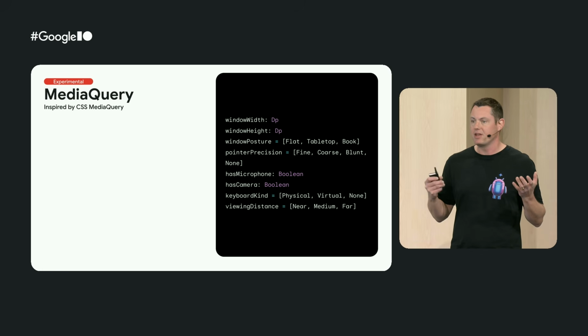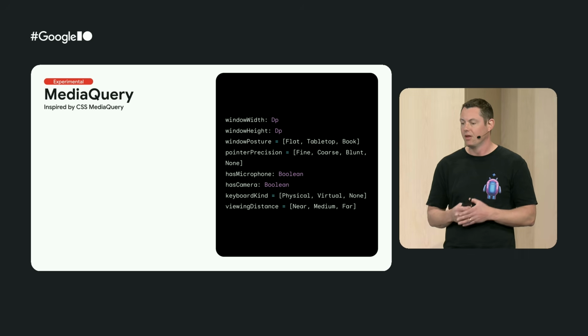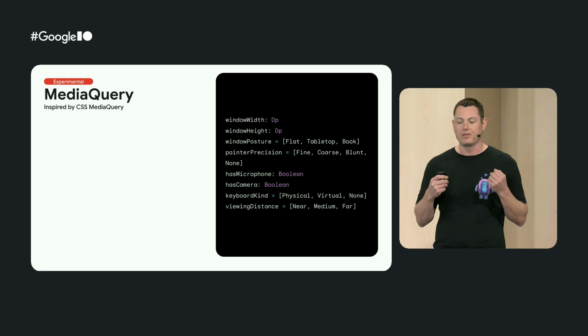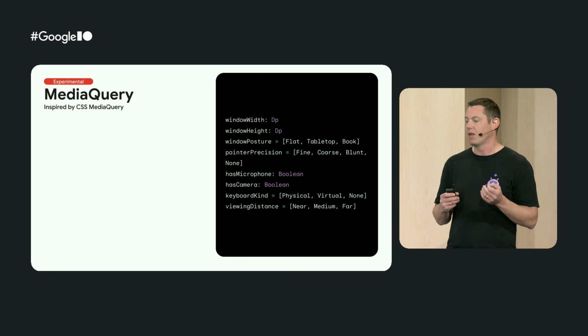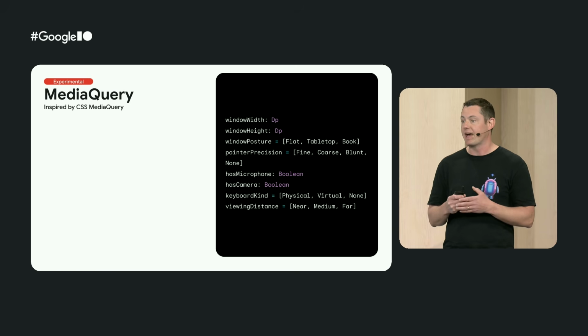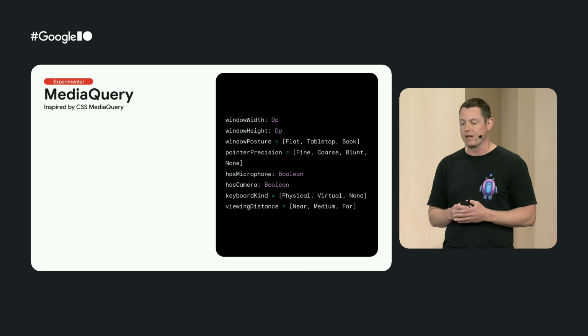Is that to do with like video or audio playback? Well, media refers to the type of device that the UI is being rendered on. So this API currently has capabilities for window size, pointer precision, whether the device has a microphone, camera, keyboard, and how far the user is viewing from the screen.